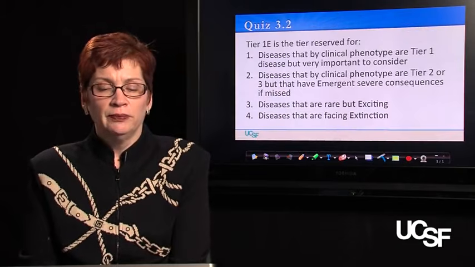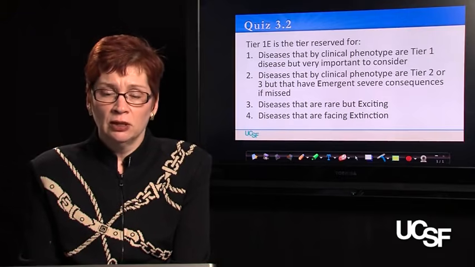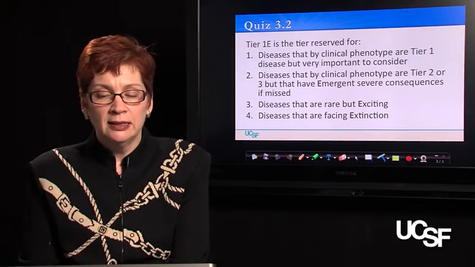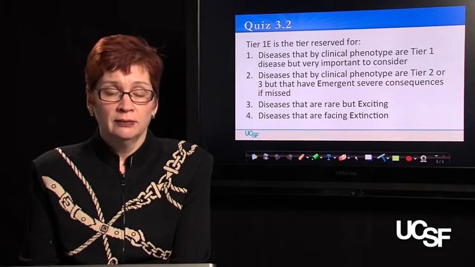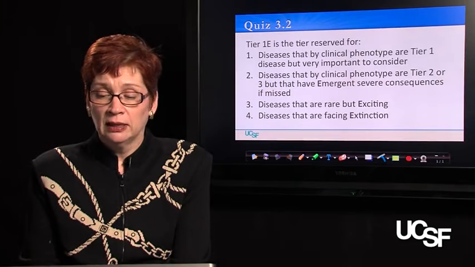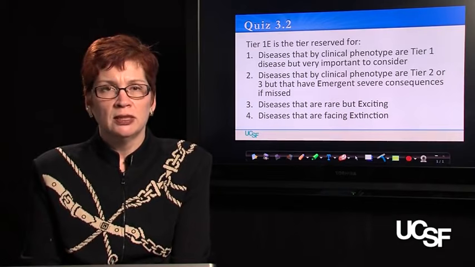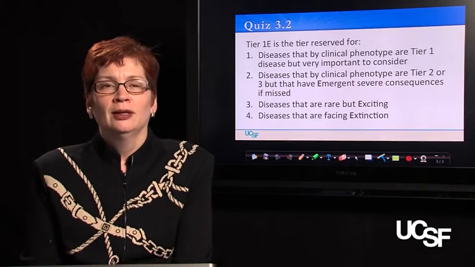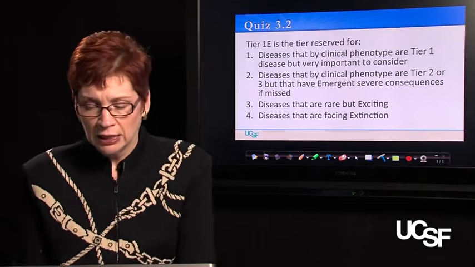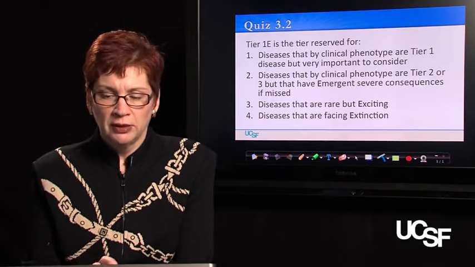So, quiz 3.2. Tier 1E is the tier reserved for: 1. Diseases that by clinical phenotype are tier 1, but very important to consider. 2. Diseases that by clinical phenotype are tier 2 or 3, but have emergent severe consequences if missed. 3. Tier 3, diseases that are rare but exciting. Or 4. Tier 4, diseases that are faced with extinction. That's a little clinical problem-solving humor.